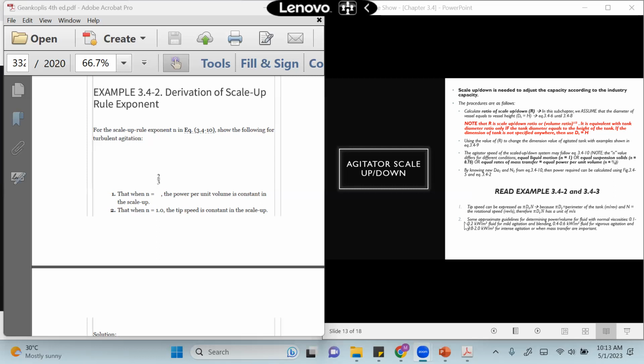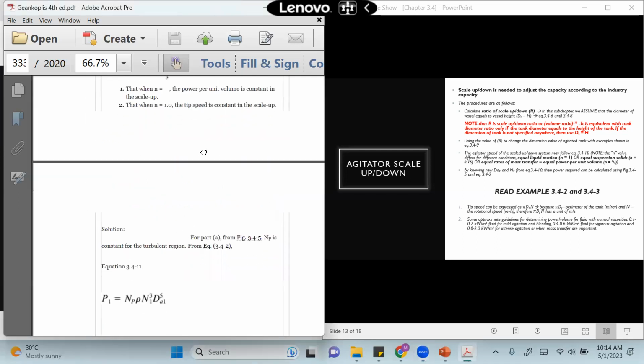For the second note, I will give it after we discuss example 2. So we go to example 2 first. For the scale up rule exponent in equation 10, show the following for turbulent agitation. So we have to prove, when we have equal power per unit volume, will n equal 2/3? We have to prove it. And then the second question: if we have n equal to 1, will the tip speed be constant? We have to prove that.